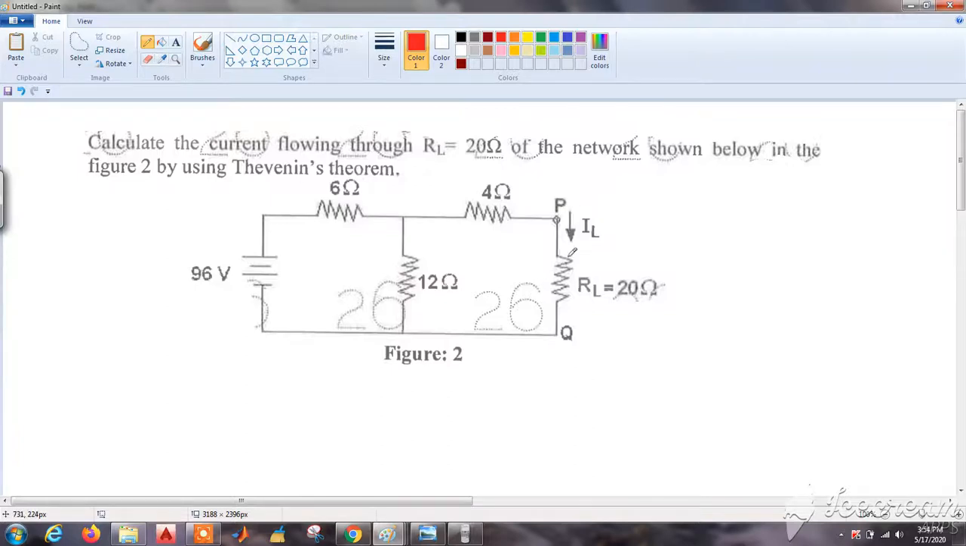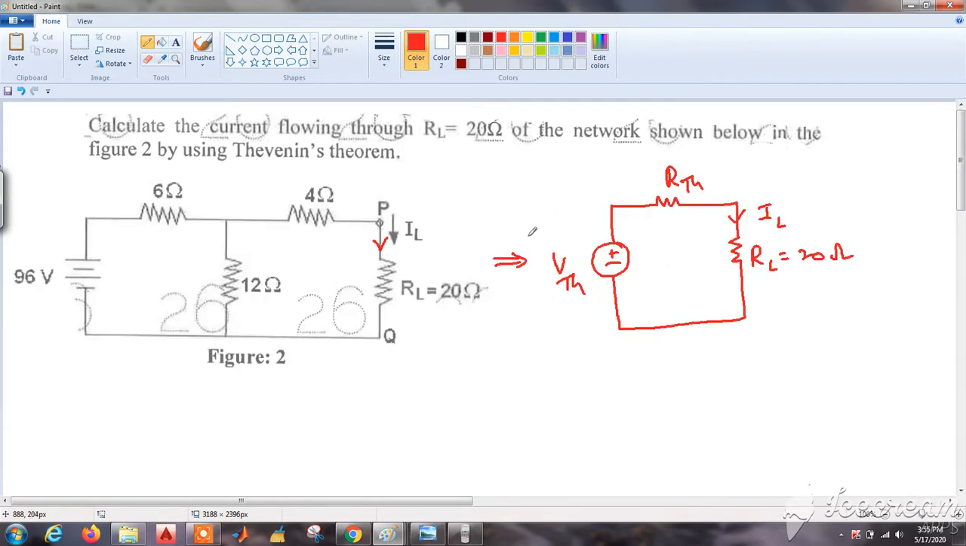Calculate the current flowing through RL, that is 20 ohms here, of the network shown below in the figure 2 by using Thevenin's theorem. So we have to calculate this current IL flowing through the resistance RL, which is of value 20 ohms.